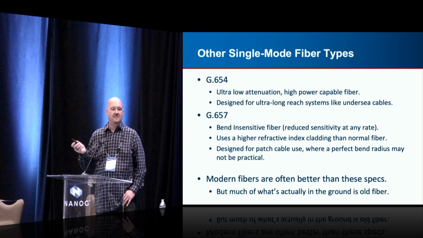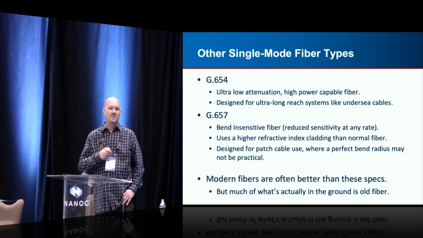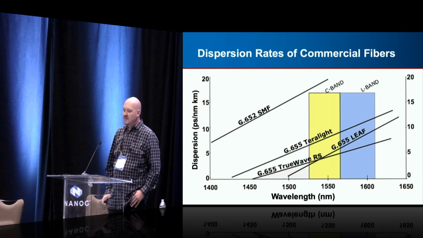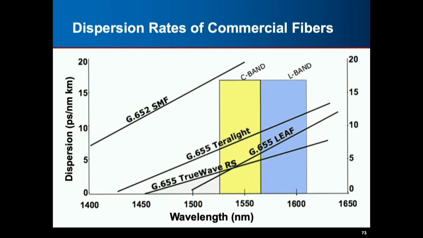And modern fibers are better than these specs. So the newer the fiber, generally the better the quality, the better the performance. So here's an example of some of the different dispersion rates of the different commercial fiber types. You see the value that is typically used to describe chromatic dispersion of SMF28 or standard G652 is 17 picoseconds per nanometer. So you see that's kind of right in the center of C-band, 17 picoseconds per nanometer per kilometer. So if you went 1 kilometer, you would have 17. If you went 2, double that.